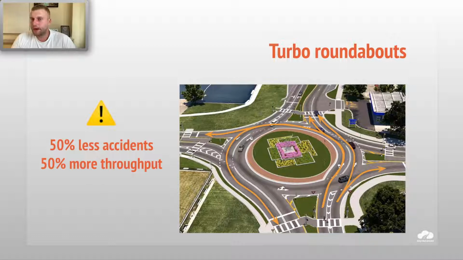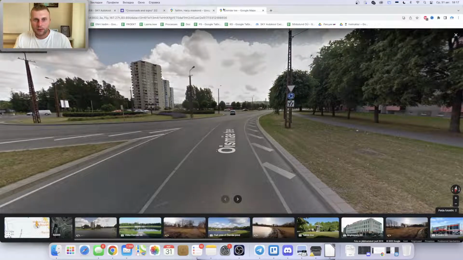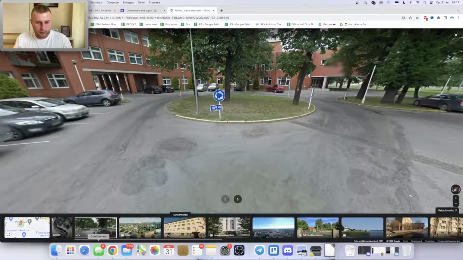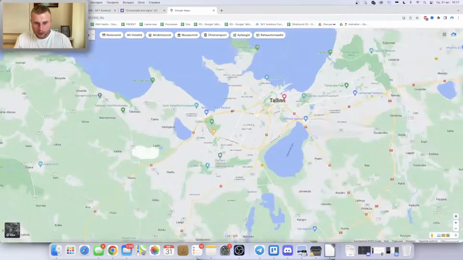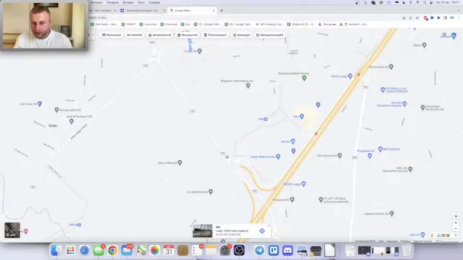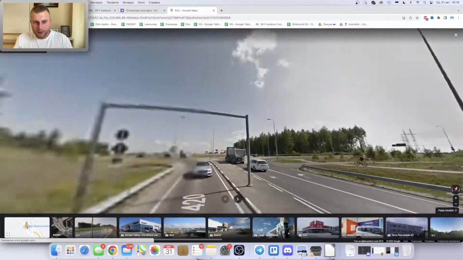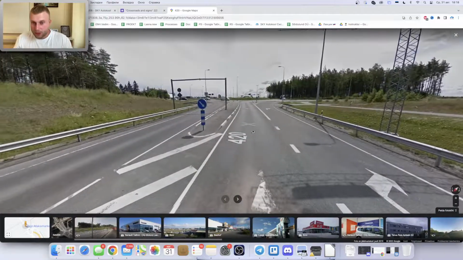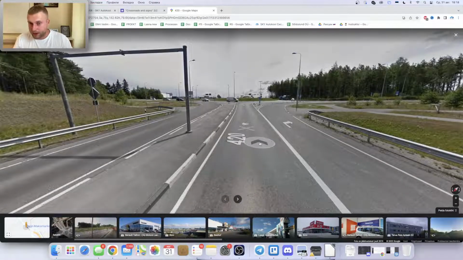Then we also have, in Europe in general, this kind of roundabouts. We call them turbo roundabouts because they look like a car turbo, actually. Maybe I will show you an even better example. So let's go for this roundabout. It's quite a popular place on the exam, but you don't have to be scared because these turbo roundabouts are actually simpler than these casual ones that you have in Mustamäe or Ülemiste.